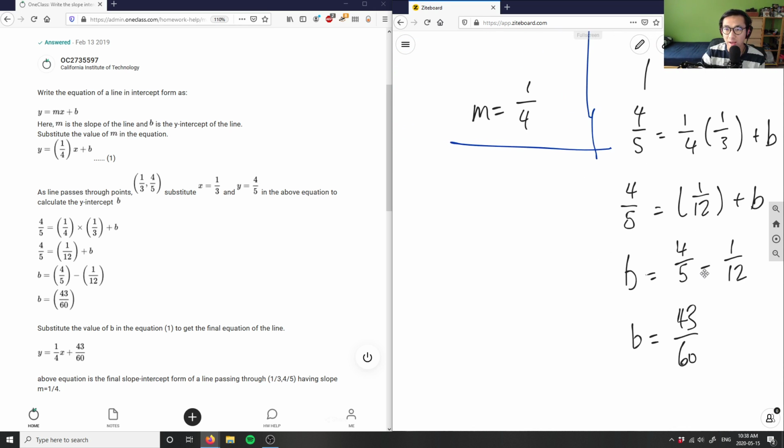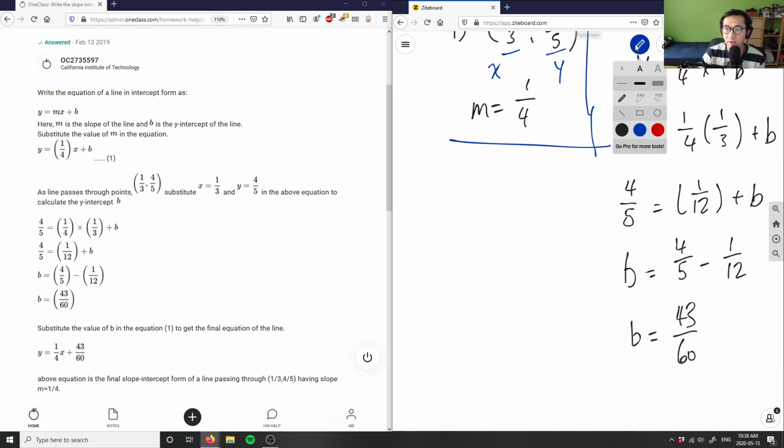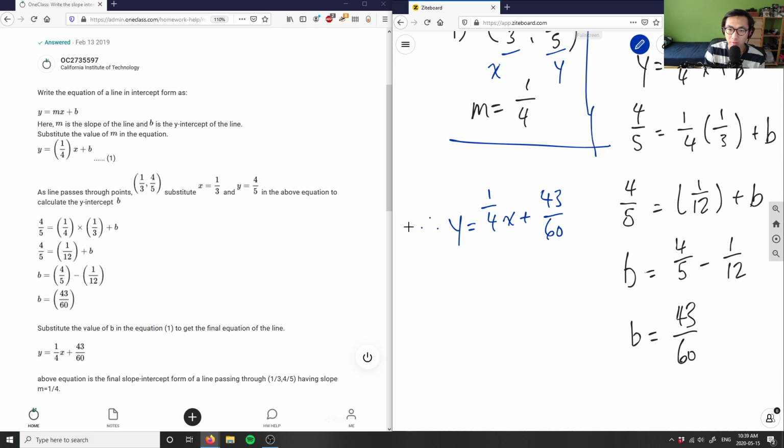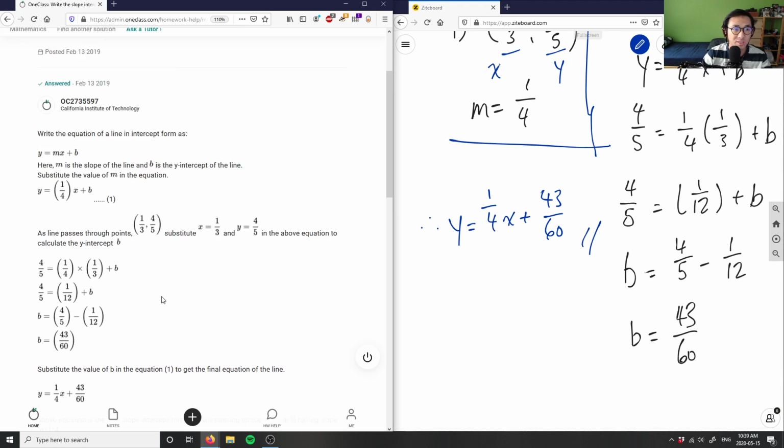And finally, I can write down the equation of my line, right? So therefore y would equal, again, my slope was 1/4 x plus 43/60. And this here is my solution for the equation of the line. Again, they got the same solution as well, so the solution here is correct.